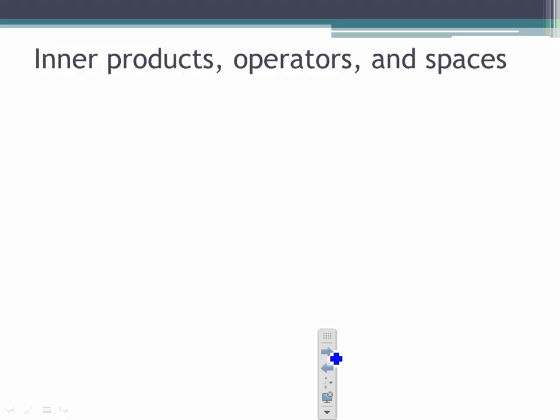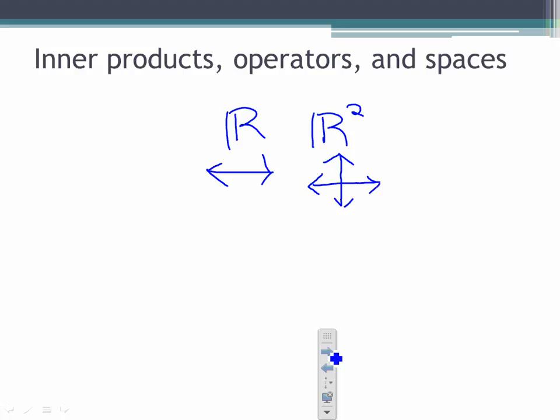So first I'll define what a vector space is. It's just a collection of vectors which can be added and multiplied together. Some notable examples are R1 and R2. R1 is the real line, and R2 is the real plane. We say that R1 is a subspace of R2.